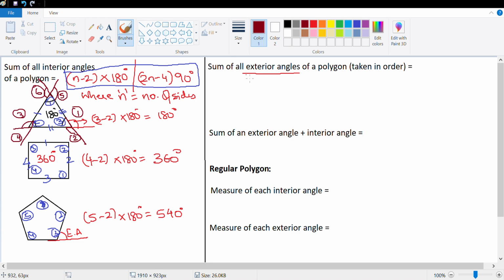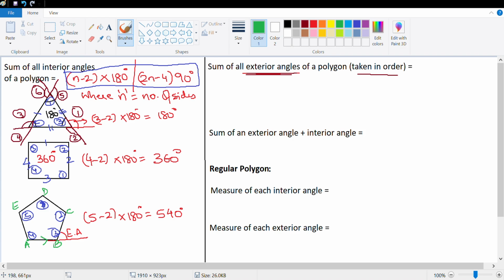But when they talk about sum of all exterior angles, we are talking about taken in order. So what does taken in order mean? So let's look at this. Let's start from a specific point. Let me give this some names: A, B, C, D and E. Start from whichever point and go either in clockwise or anti-clockwise. So let me go in anti-clockwise direction.